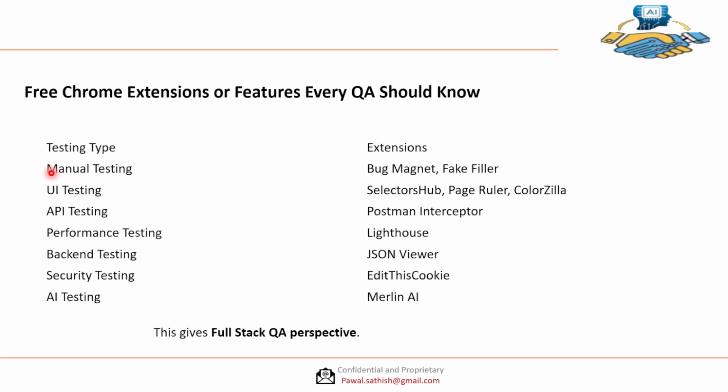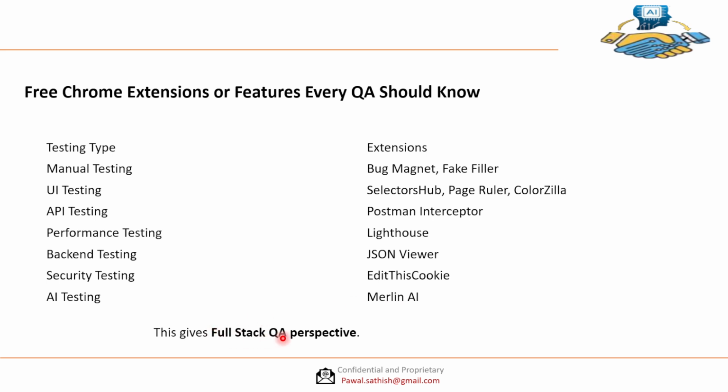In one class here we can see, if we are doing manual testing, then we'll use the bug magnet, fake filler. For UI testing, we use the selector hub, page ruler, color. For API testing, Postman interceptor. Performance testing, Lighthouse. Backend testing, JSON viewer. Security testing, we can use the edit this cookies. AI testing extension, Merlin AI. This gives the full stack QA perspective.